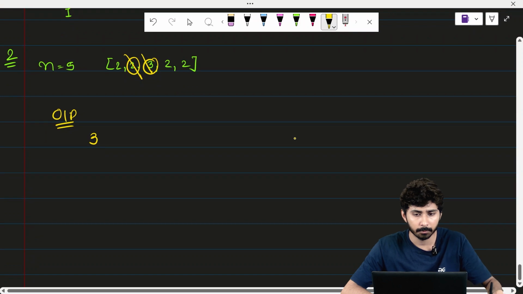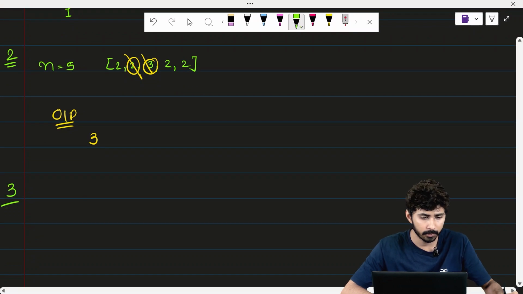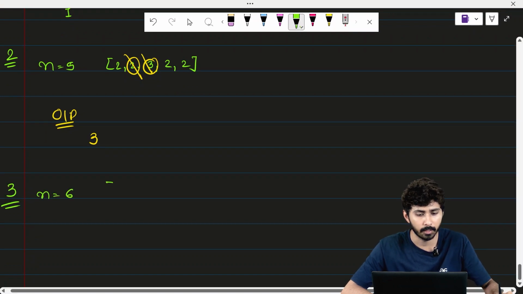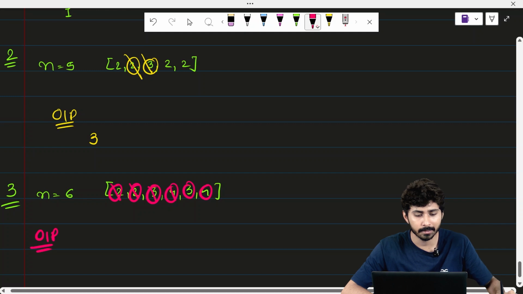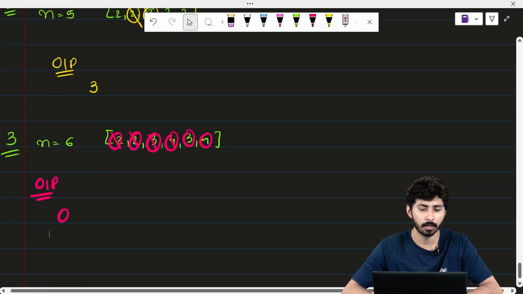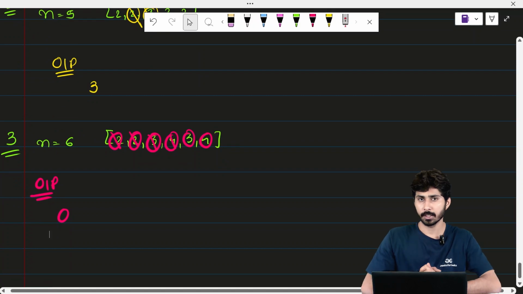One more last example to understand it in a better manner. Let's take n equals 6, with elements 2, 2, 3, 4, 3 and 4. Selecting two elements, I'll select this 2 and this 3. Now I'll select 2 and 4, this 2 and then this 4, and then I will select 3 and 4. So what is the output here? How many elements are remaining? What is the size of the array? Now the size of the array is 0. This is what the question is trying to say.